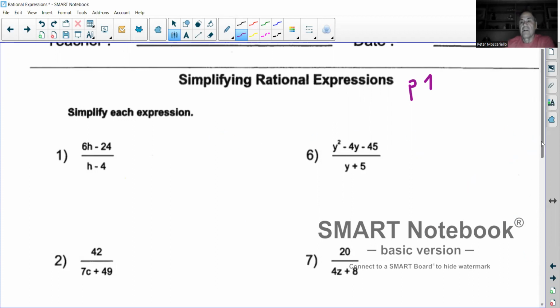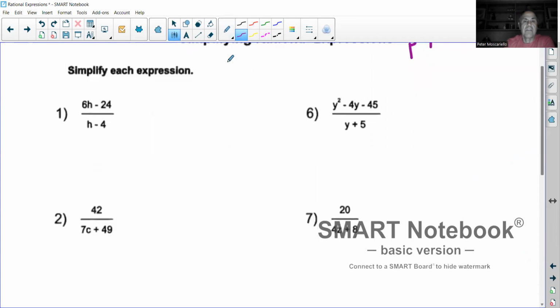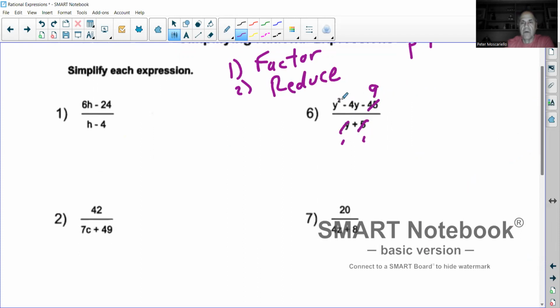All right, so remember, this is all about factor and reduce. Say, why can't I just reduce? 5 goes into 5 once, 5 goes into that 9. Cancel a y with one of those y's. Doesn't that work? It doesn't. We already looked at something like this.